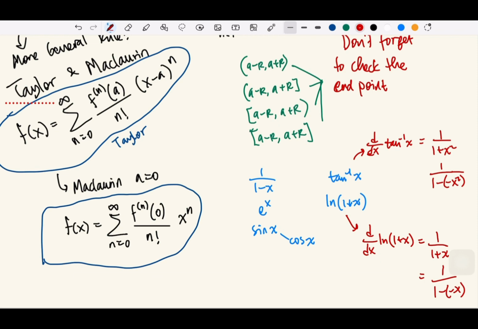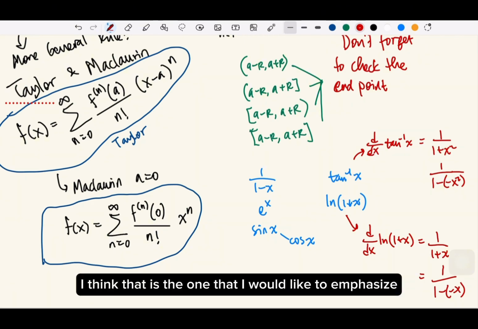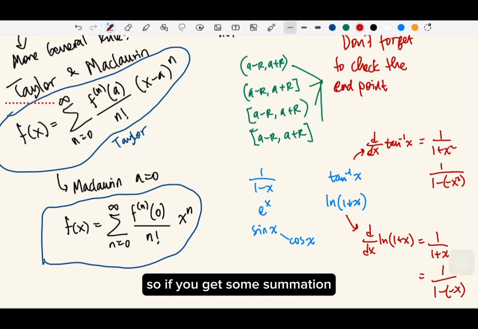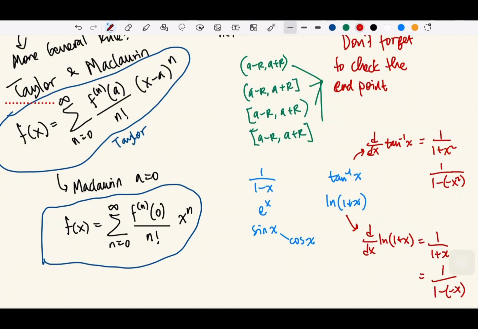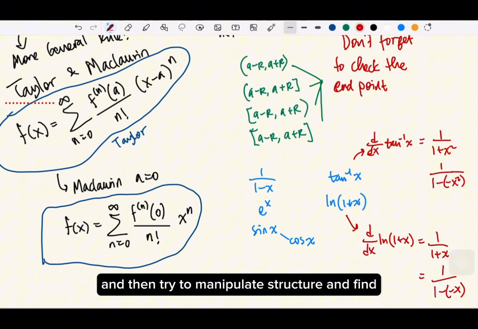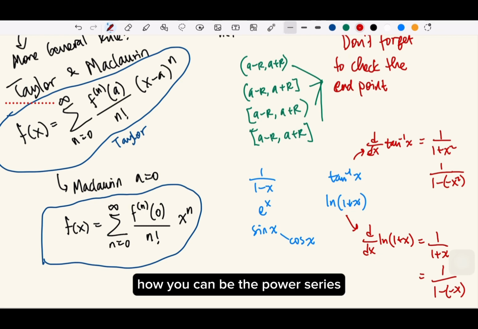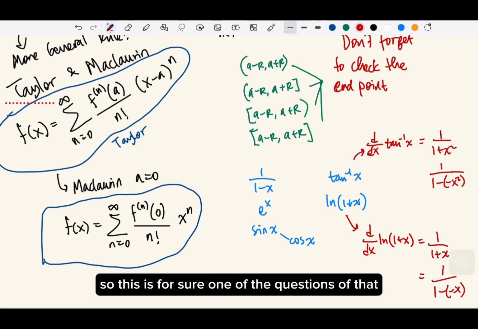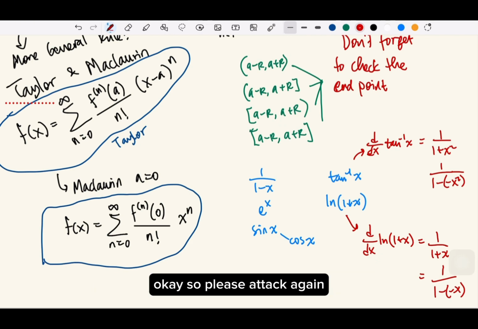Okay. So I think that is the one that I would like to emphasize. So if you get some summation, you have the pattern, you could relate it to one of these, and then try to manipulate the structure and find how it can be the power series. Okay. So that is for sure one of the questions about that. So please check again one of the questions.